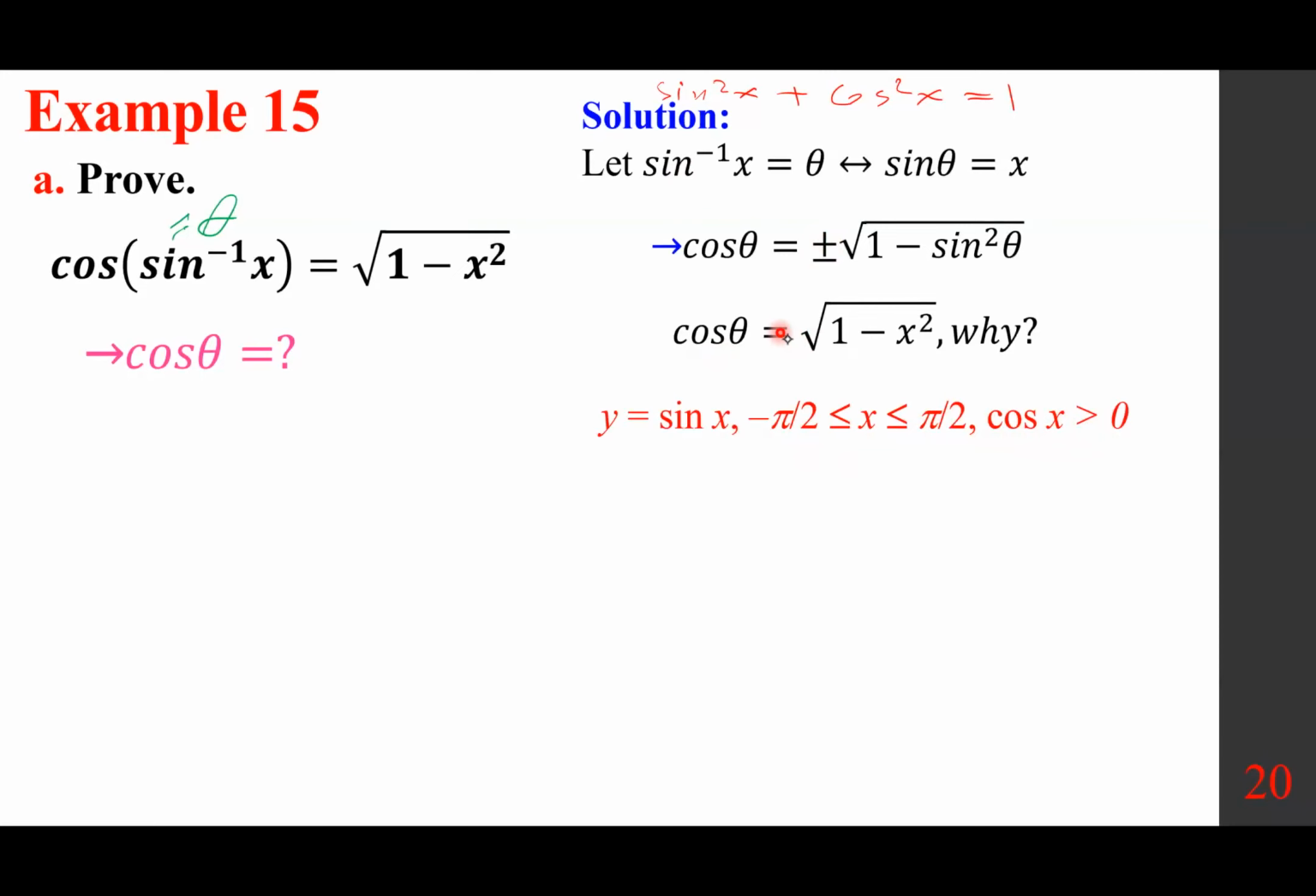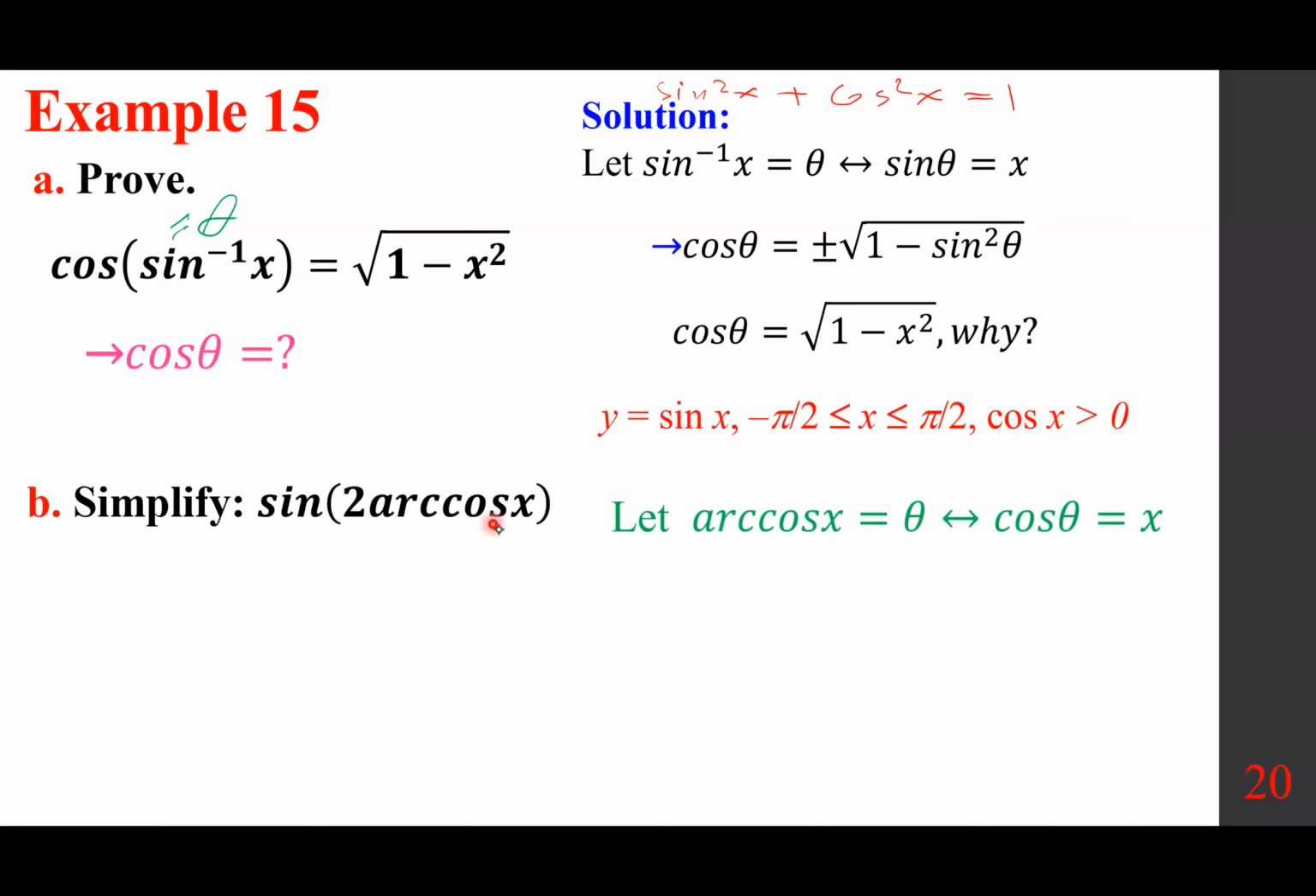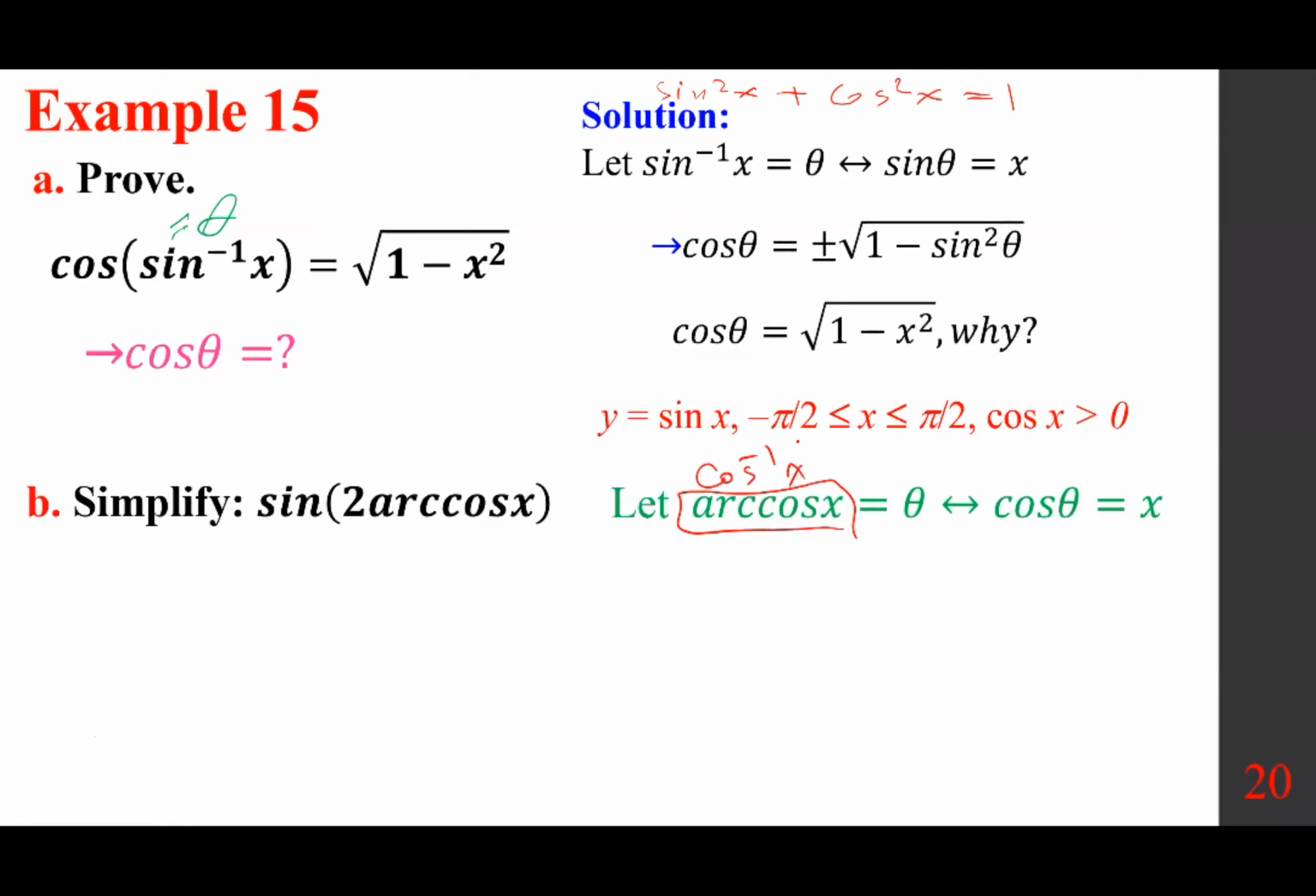Again, some basic trigonometric ideas. What about this one? We are interested in the sine of 2 arc cosine x. So we're going to do the same thing. We're going to let arc cosine x be something, alpha, beta, gamma, in this case, let's say theta. Then by definition of the inverse function, it's the same idea. You can write arc cosine or cosine inverse of x, it's the same thing. By definition, cosine theta equals x. So sine of 2 arc cosine x is the same as sine of 2 theta.